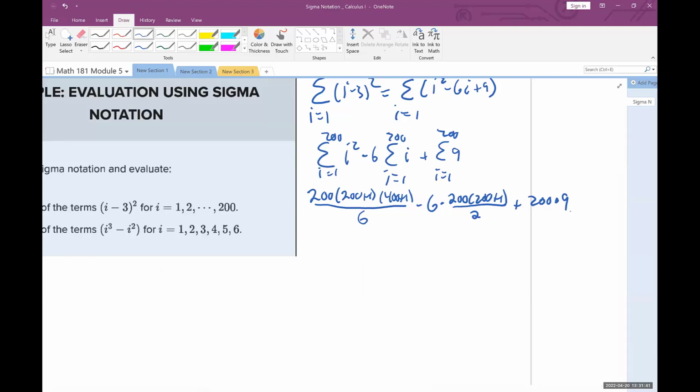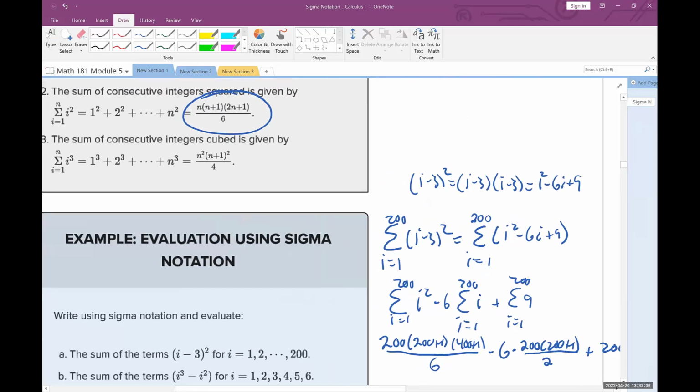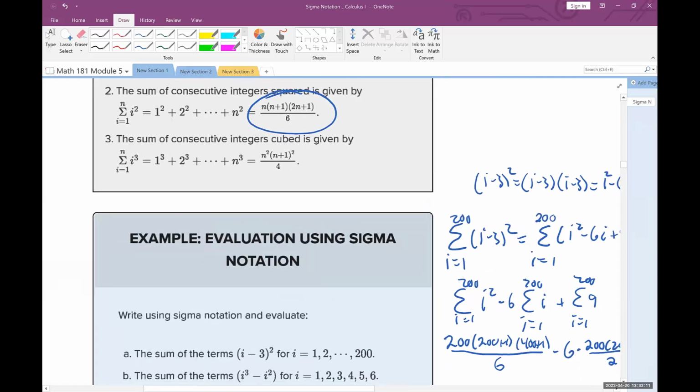So it's calculator time. I don't expect this to be done in your heads. You want to have a sum for me for the first part, 200 times 200 plus 1 times 400 plus 1 all over 6? Why did you put all that over 6? The first one? That's the formula right here: n times n plus 1 times 2n plus 1 all over 6, because this is an n squared, or i squared, one. Okay.